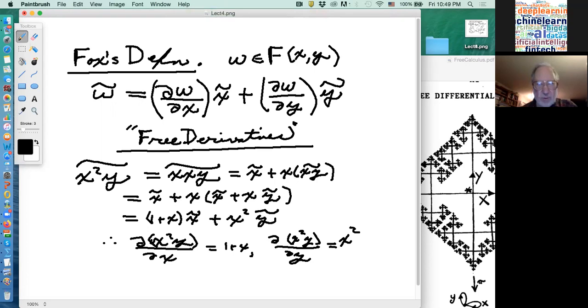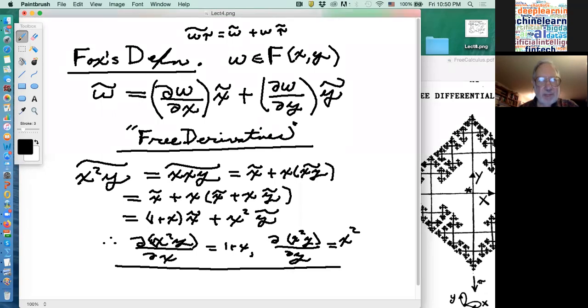But what are the rules? You should be able to do this by some kind of calculus on the words. So let's see what the rules should be. Well, there's really only one rule. It's this rule: omega tau tilde is equal to omega tilde plus omega times tau tilde. You can reinvent the entire free calculus and all its rules from this. Let me show you how to do it.